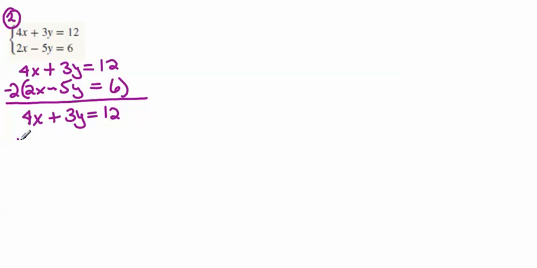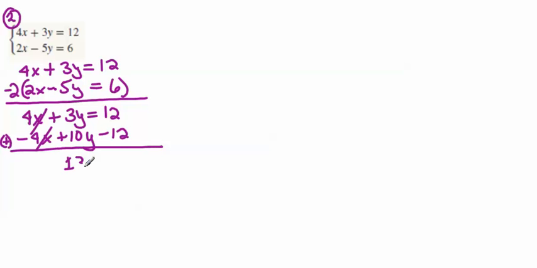-2 times 2x is -4x. -2 times -5 is plus 10y. -2 times 6 is -12. And I'm going to add these two equations together. 4x plus negative 4x cancels. 3y plus 10y is 13y. And 12 plus negative 12 is 0.